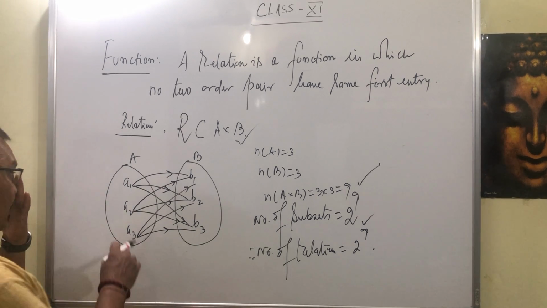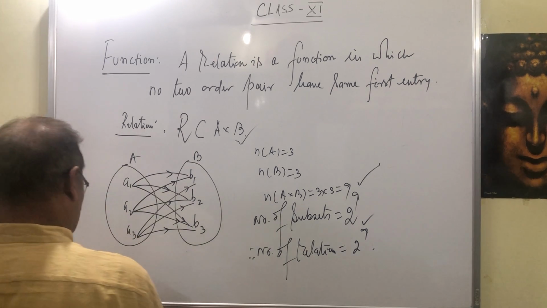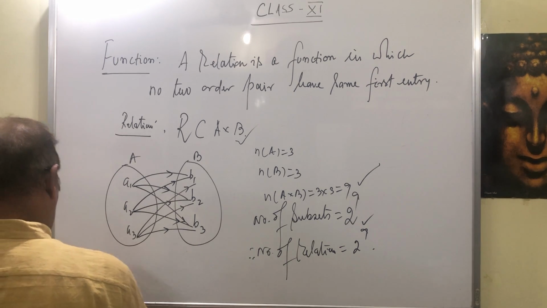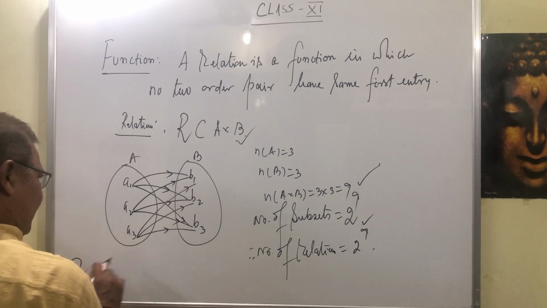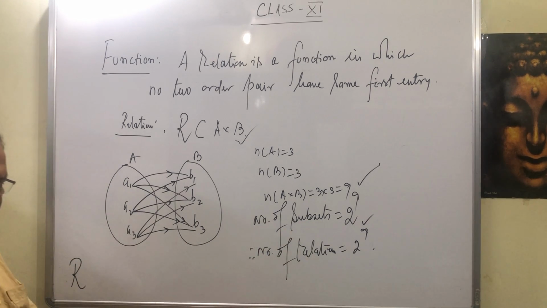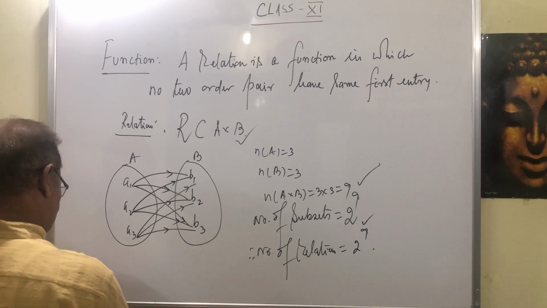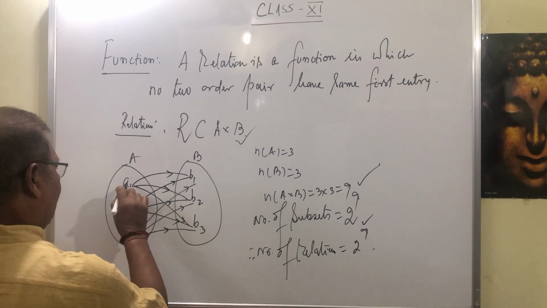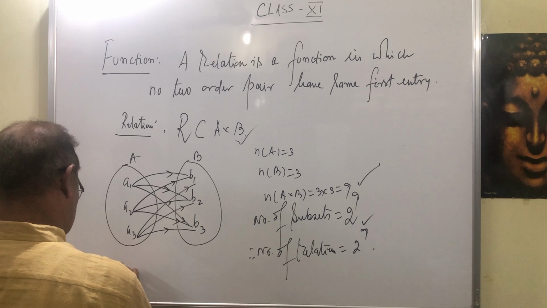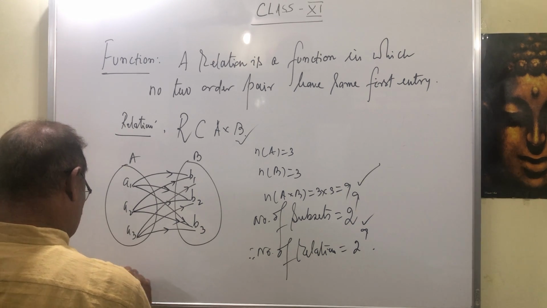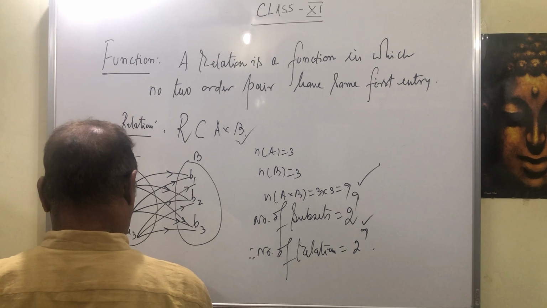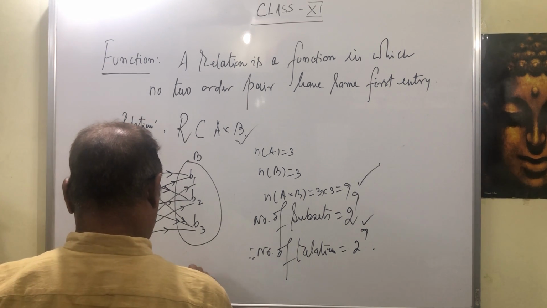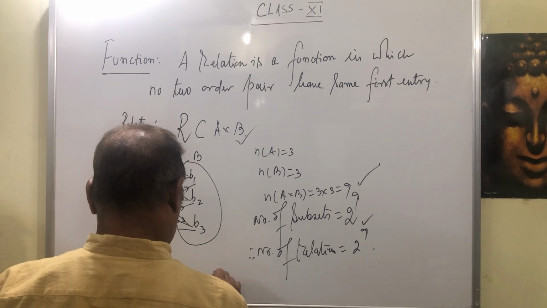So now let us take one relation. There are many relations, 2 to the power 9 relations are there. Let us take one relation R. This is A1 will go to B1, that is A1 B1, A2 B2, A3 B3. Here I have taken the single ones.